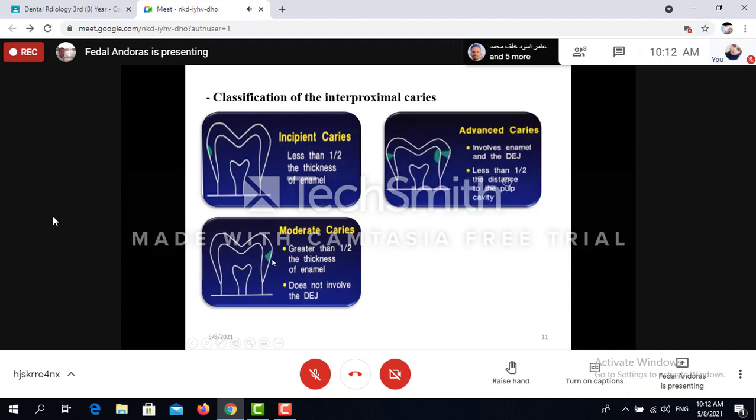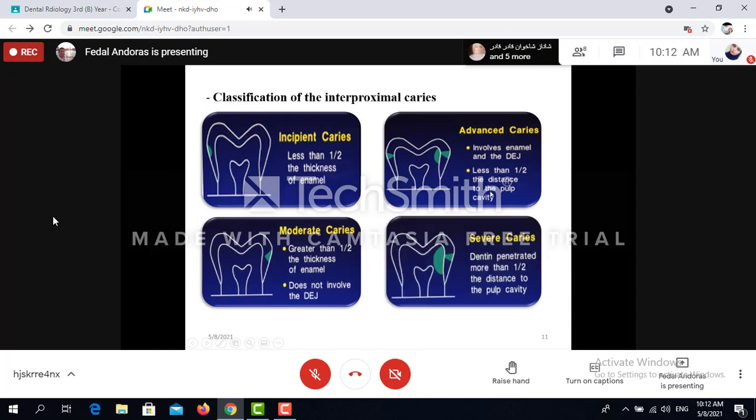Okay? Advanced caries involves enamel and the dentino-enamel junction, and less than half of the distance to the pulp cavity. This is advanced. Severe caries, dentine penetrated more than half the distance to the pulp cavity, almost near the pulp cavity.